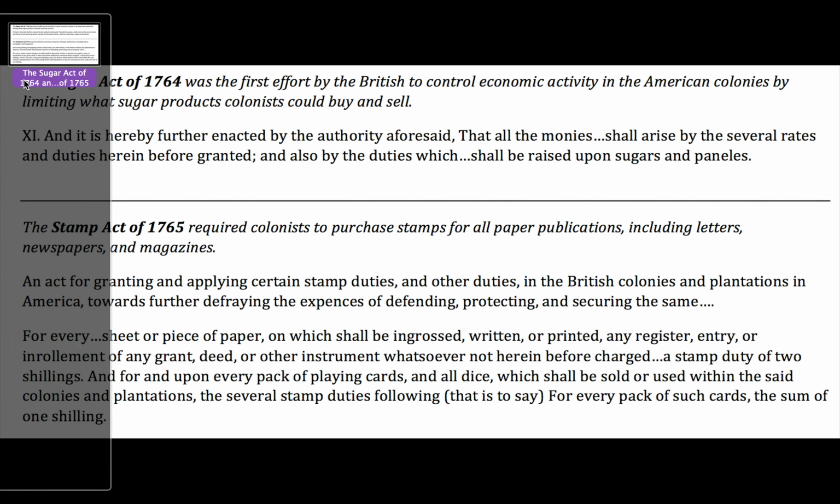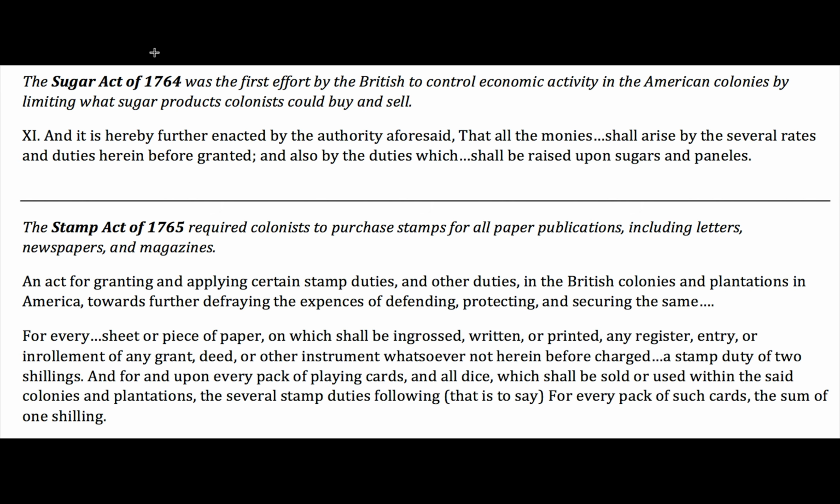So the first one is the Sugar Act of 1764. And this was the first effort by the British to control economic activity. So they're trying to control the money in the American colonies by limiting what sugar products colonists could buy and sell. So think for a minute all the products that you might enjoy that have sugar in them, and then try to imagine if another country tried to make it so expensive to purchase that sugar. A lot of things that we eat and love have sugar in them, as I'm sure you could imagine.